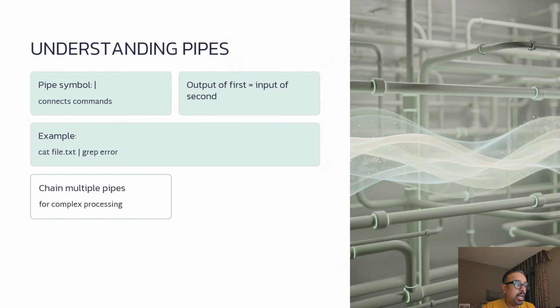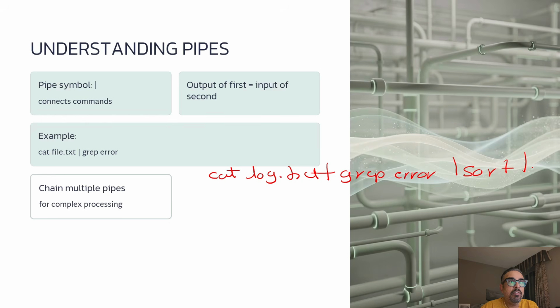Now you can chain multiple pipes together for complex processing, something like this. For example, suppose I have a log file, I will say cat log.txt. First command, then I will pipe and I will say grep error. Second command, then third, I will sort. This is the third command for sorting. Then you can also add a fourth command where you will say sort and only give me the unique values. So this is how you can use multiple commands together by using pipe.